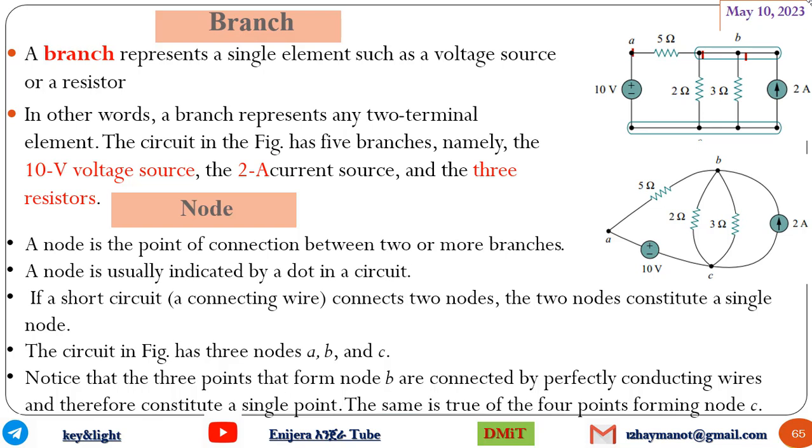Do you remember superconductor? What is the characteristic of a superconductor? In the ideal case, there is no resistance. That's why here we have perfectly conducting wires.